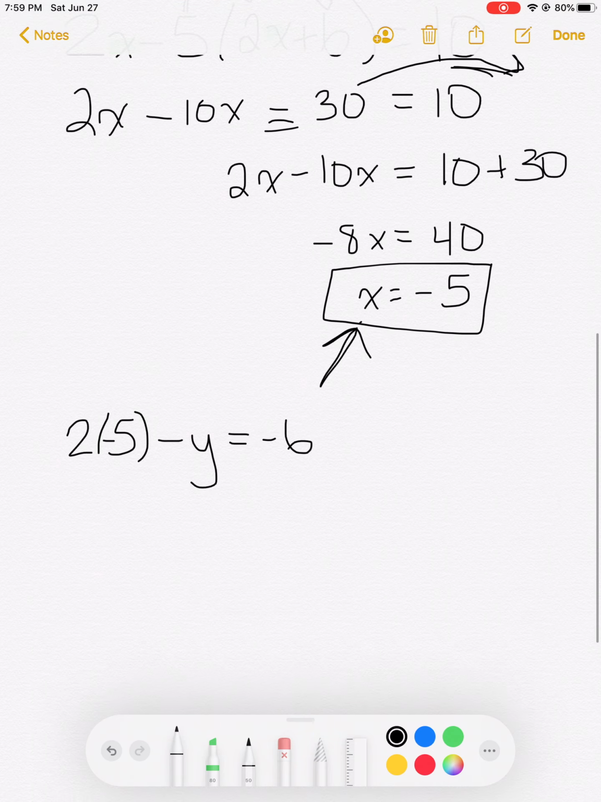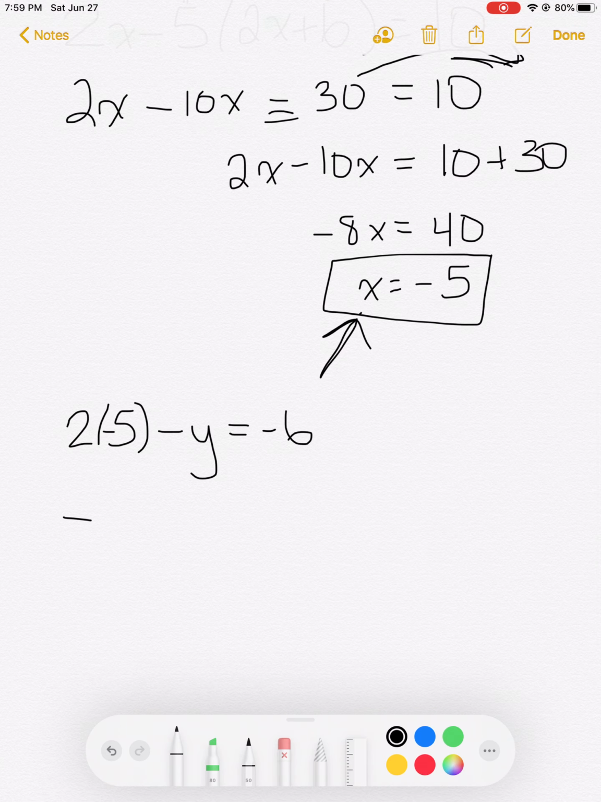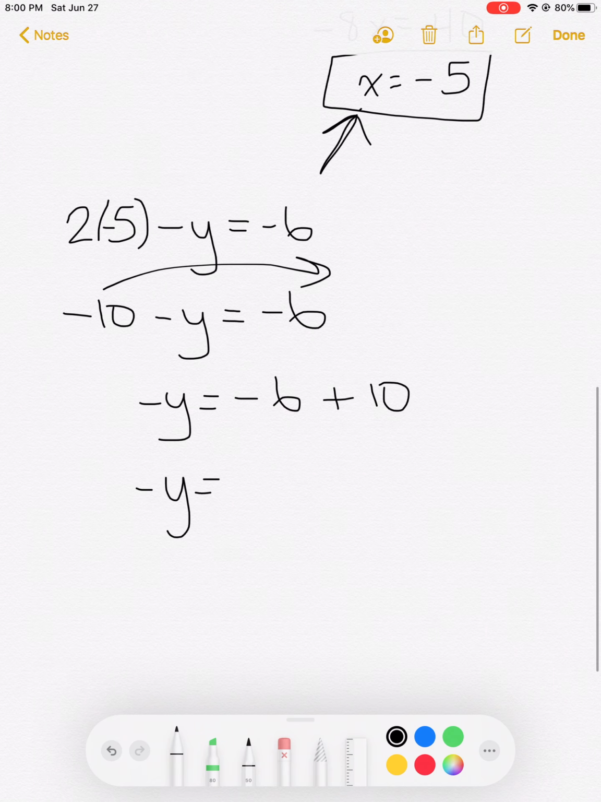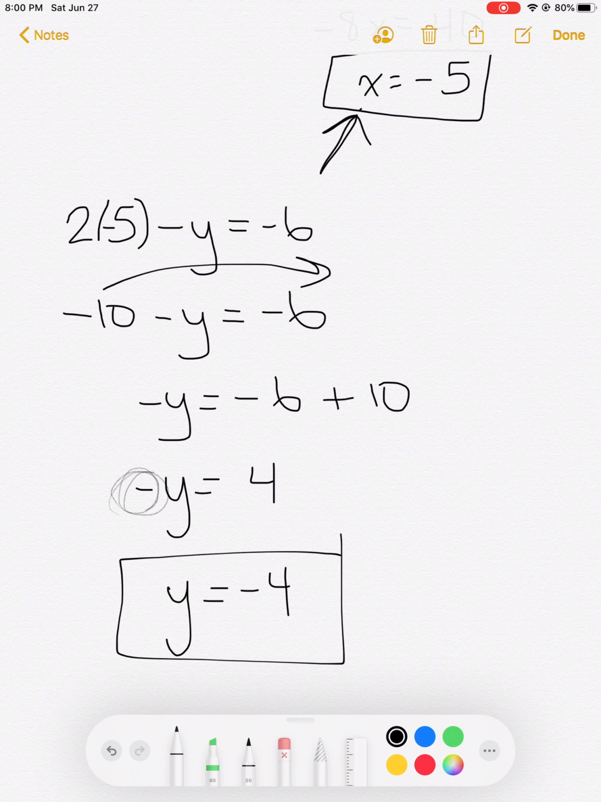Now I'm going to expand. 2 times -5 is -10, minus y is equal to -6. I'll bring the 10 over to the other side. -y is equal to -6 plus 10. -6 plus 10 is positive 4. But this y has to be positive, so we're just going to switch the signs. y is equal to -4. I hope that makes sense for you guys. So that means our solution is -5, -4.